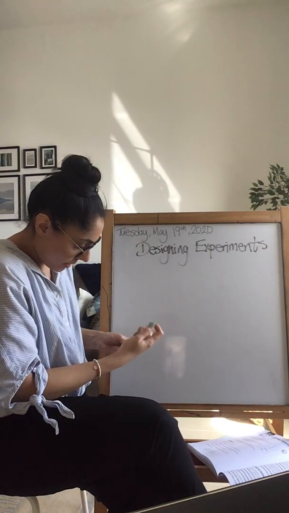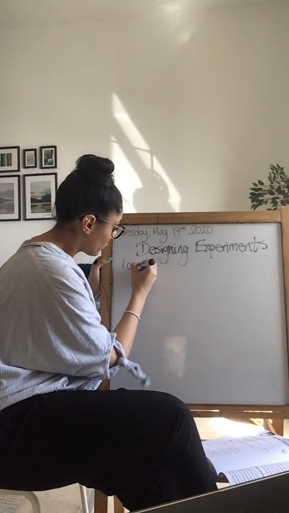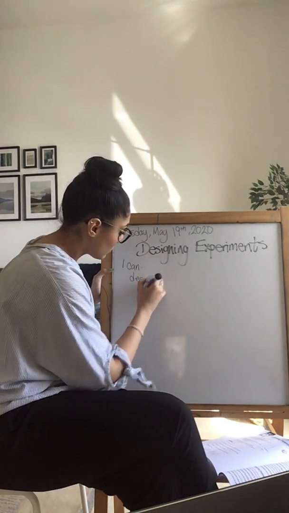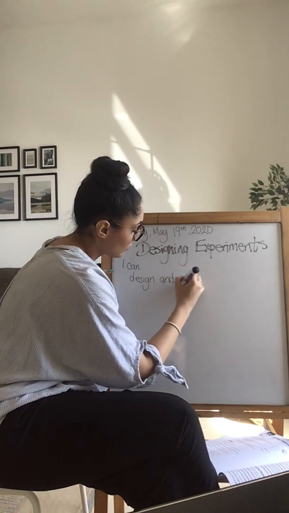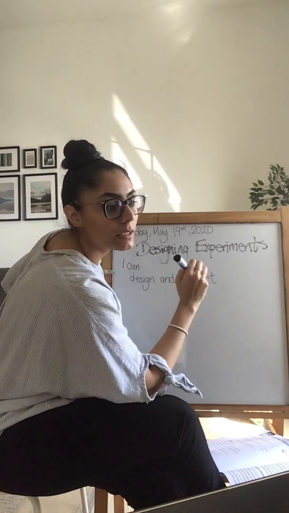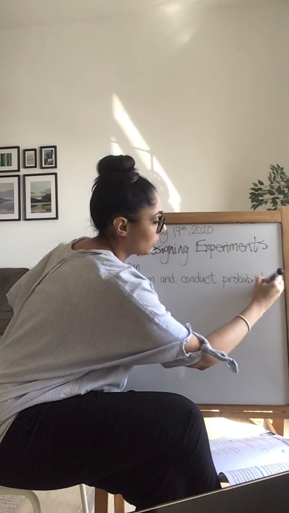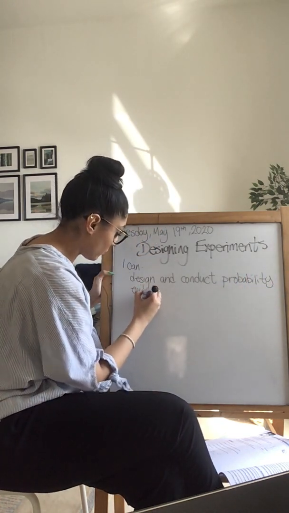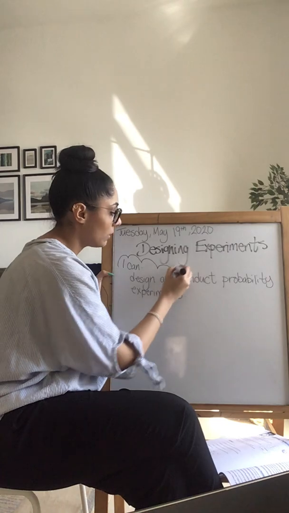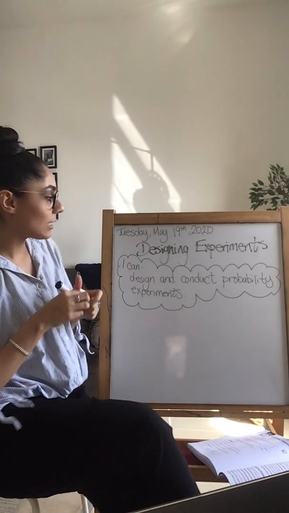Okay. And our I can statement is over here. I can design and conduct probability experiments. Please highlight that. So our title is Designing Experiments, and our goal for today's lesson is so that we can design and conduct probability experiments.